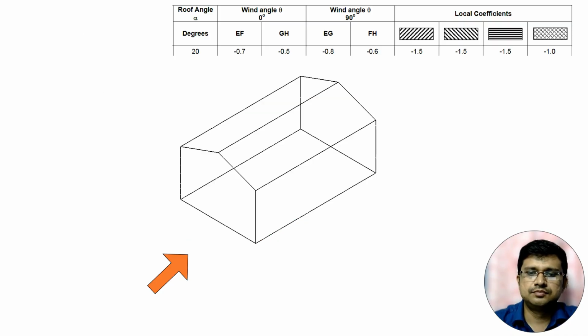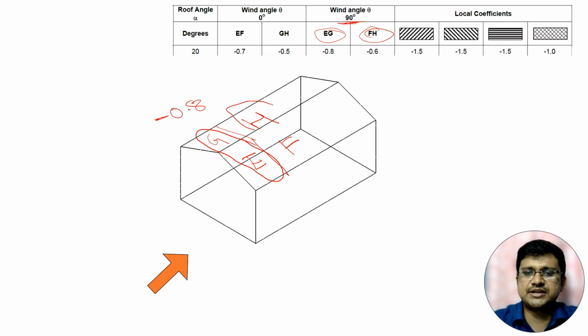Now this face is EF and this is GH. For 90 degree wind angle, we will consider EG and FH. So this is the zone of EG. Here the average suction is minus 0.8, not the local. And for FH, the local suction is minus 0.6.